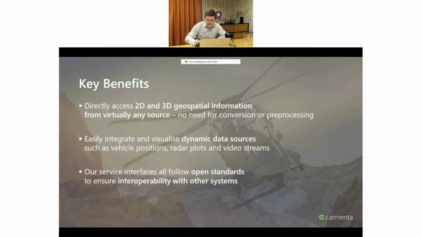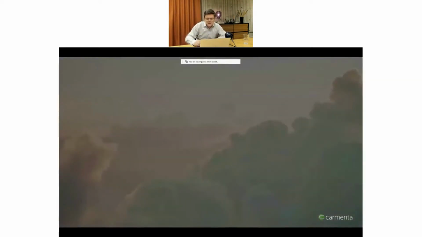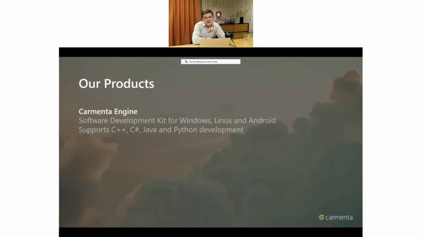Okay, so that's briefly about the technology. Then going in a bit more into detail on the product side of things. The main product that Carmenta provides is something that's called the Carmenta Engine. And the engine is an SDK. It's a software development kit that allows you to integrate functionality into an application, like was the case with the sighting tool that Jonas showcased.